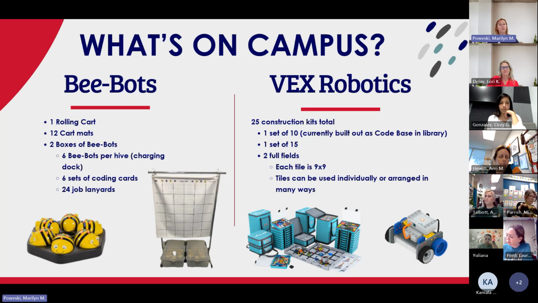You've got 2 full fields, each tile's 9 by 9, and they can be individually arranged in a wide variety of different ways. Again, these are in the library, so you would want to check in with your librarian to find out where they are. If you or your librarian cannot find them, please reach out to me or reach out to Carrie Gooch, who is our coordinator of K-12 coding here in the district.